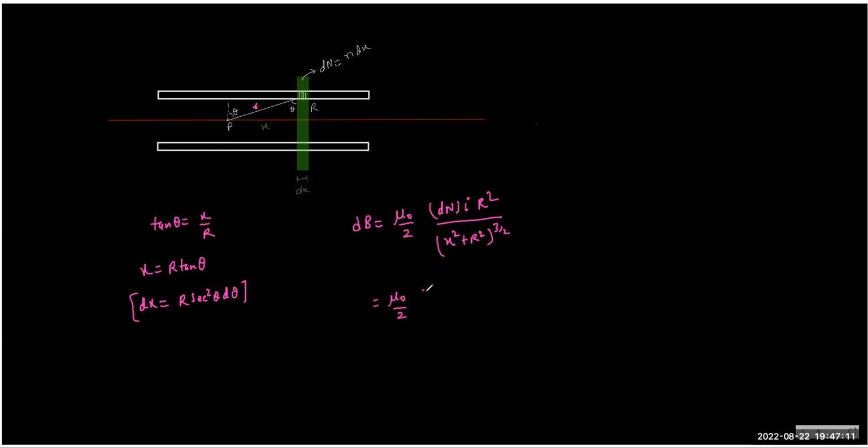So dn we can write as n dx, I is I, r square tan square, and x we can write as r tan theta, so r square will become r cube, and 1 plus tan square theta is sec square theta, which is sec cube theta. Is this clear?